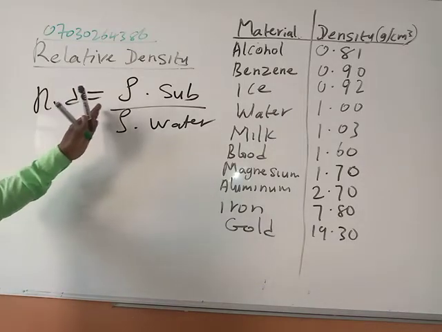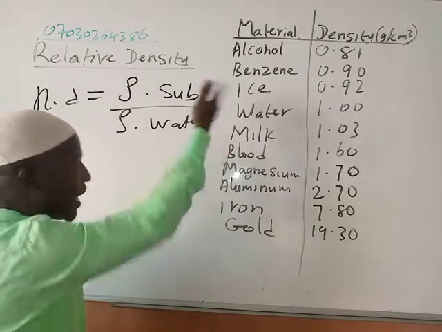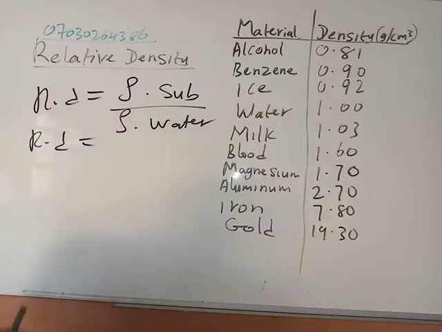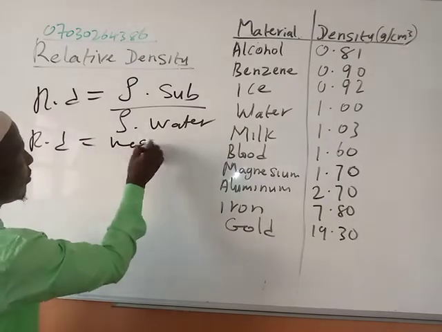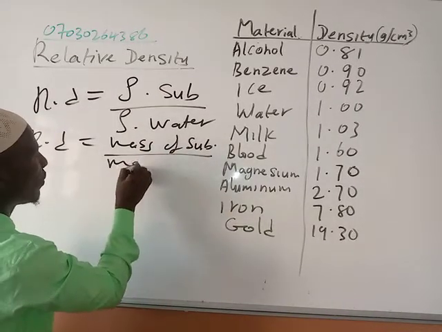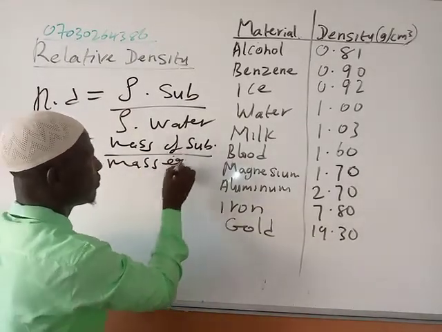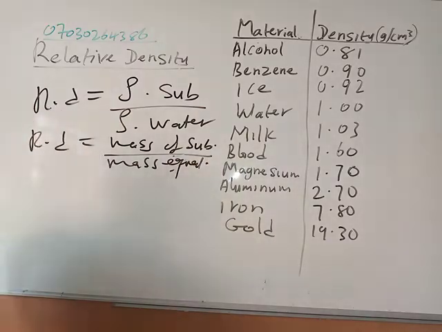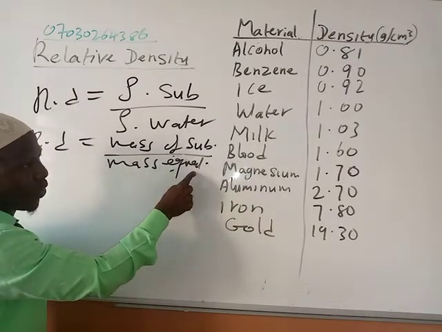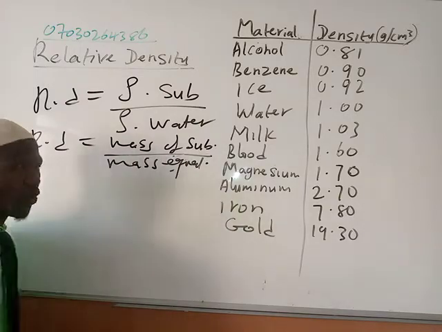Now, this is not the only way of defining relative density. We can still define it in terms of what? Masses. In that case, relative density becomes the ratio of the mass of the substance to the mass of an equal volume of water. Take note, when you are defining relative density in terms of mass, you must put equal volume of water there.